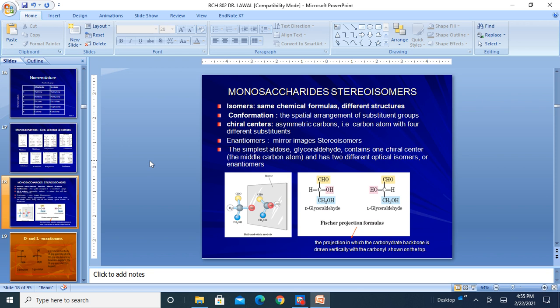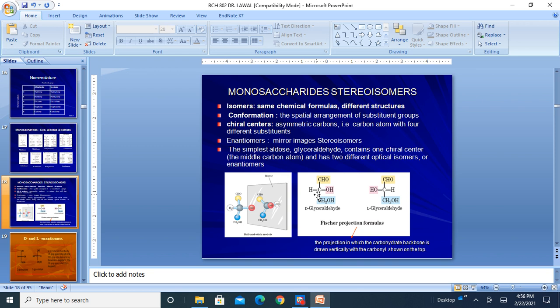The simplest aldose, glyceraldehyde, for instance, has 3 carbon atoms. The first carbon is an aldehyde with a terminal carbonyl, C double bond O, and a hydrogen group attached. It is not an asymmetric carbon because it is not bonded to 4 different groups. The 3rd carbon is also not an asymmetric carbon because it is bonded to 2 hydrogen groups, while the 2nd carbon is the only asymmetric carbon. So this is the chiral carbon in the glyceraldehyde.